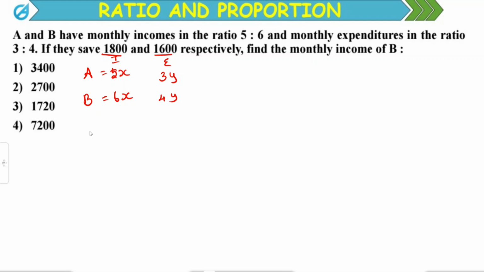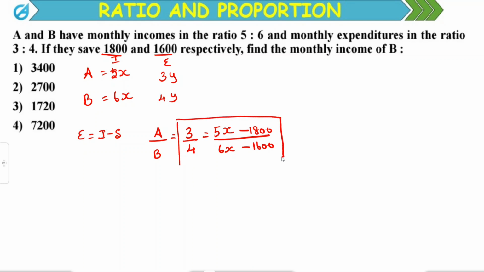See how we will be writing that? Expenditure is equal to income minus savings. So expenditure of A and expenditure of B, which is nothing but 3 by 4, is equal to income of A, that is 5x, minus how much A is saving, 1800, divided by the income of B, 6x, minus how much he is saving, 1600. Okay, so this is how you need to frame the equation.